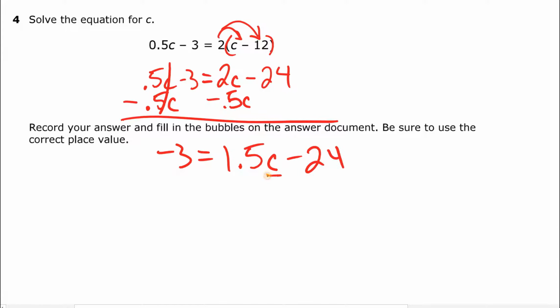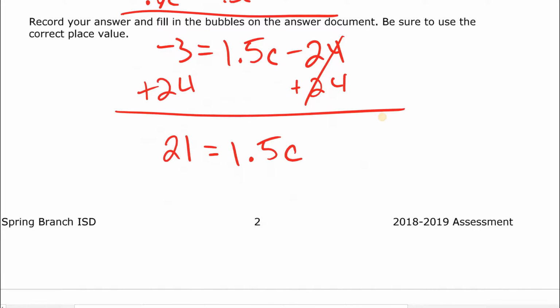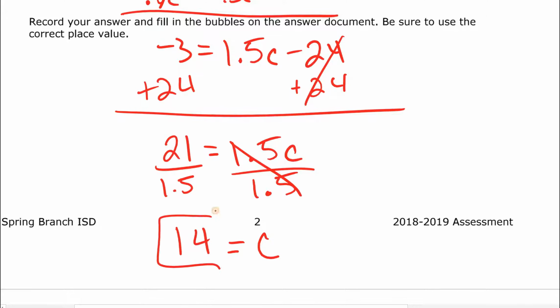We still want the C on its own, so we need to get rid of the 24, plus 24, plus 24. 21 equals 1.5C. Last step, when you want the C on its own, that 1.5 is multiplying to the C. So to get rid of it, we divide by 1.5, divide by 1.5. C is equal to 14. That's the answer.